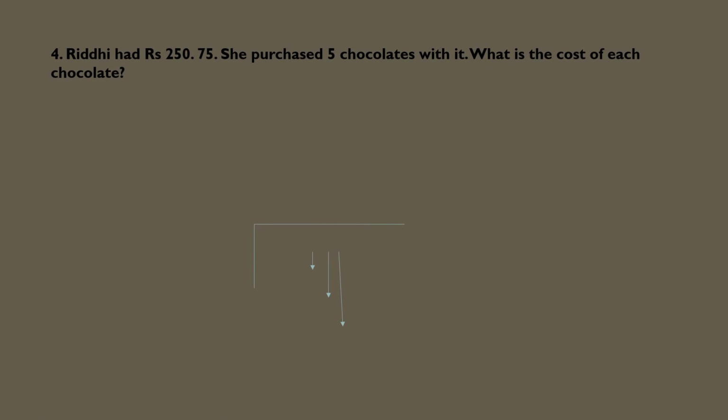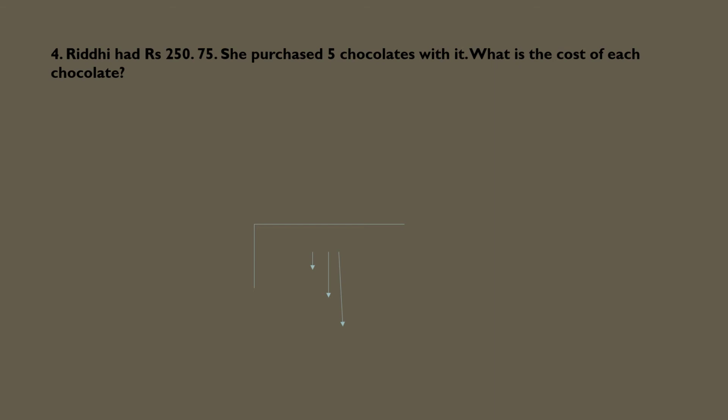Next question. Riddhi had rupees 250.75 paisa with her. She purchased 5 chocolates with it. What is the cost of each chocolate? Now see, here the total money is given to you and the total number of items is also given to you. Now what you have to do? You have to find the cost of one.